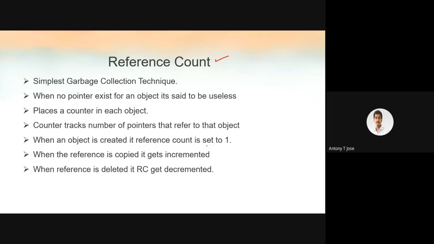We'll be finding out the objects which are not referenced, and the compiler will be reallocating. In reference count garbage collection, what happens is the compiler will find out all the objects that are not referenced and reallocate those objects. Since they cannot be used, they are called useless objects.